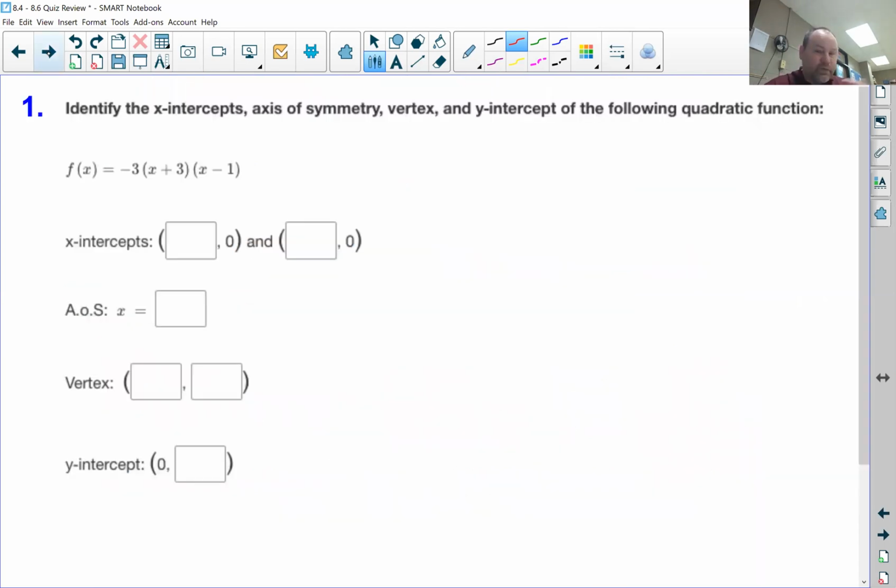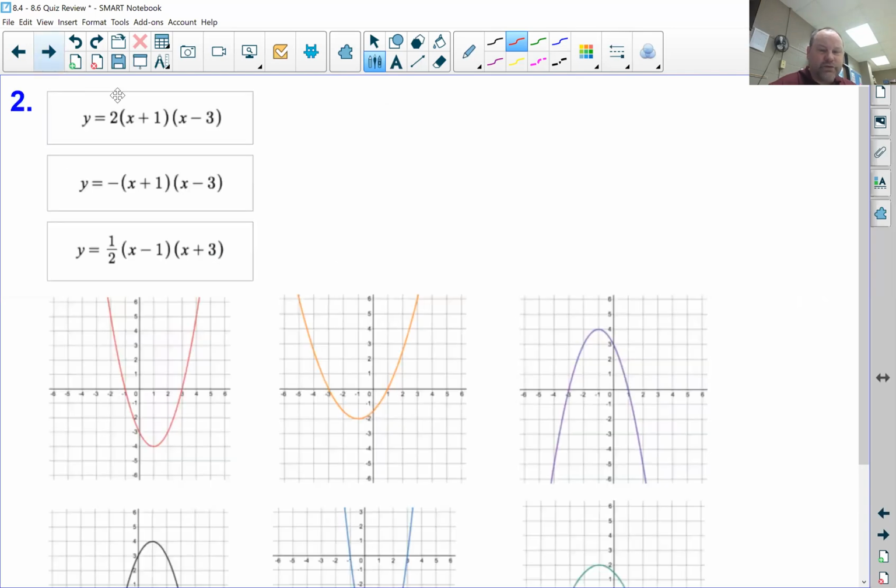So things that you'll do in the review: identify the x-intercepts, axis of symmetry, vertex, and y-intercepts. And I believe those are just fill in the blank, so you'll type in the correct values. And there are a couple of problems. Oh, there's one problem like that. I thought there were two. Sorry. A little matching, match the graph to the equation.